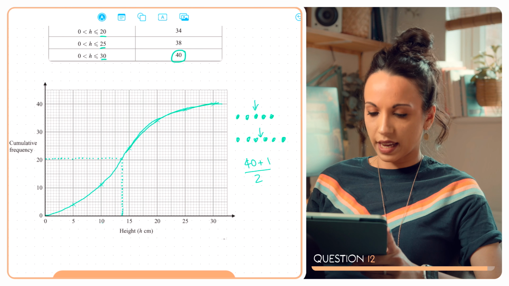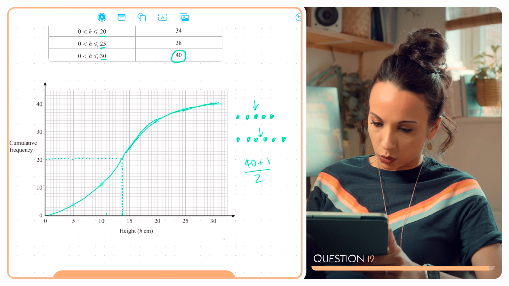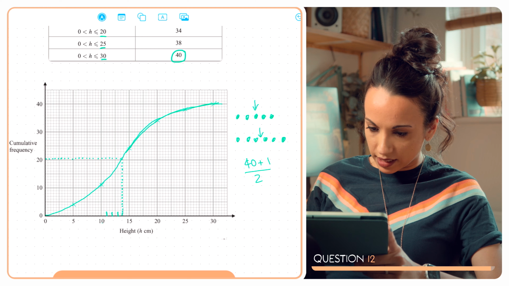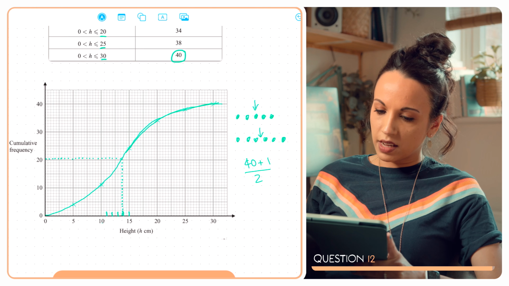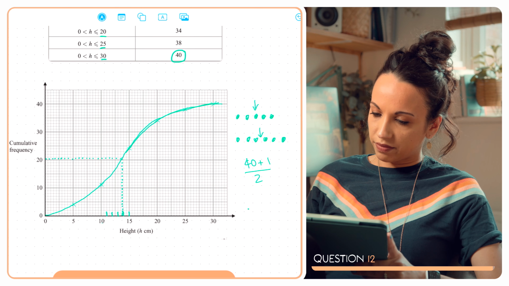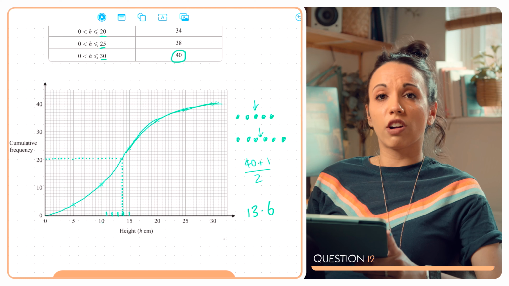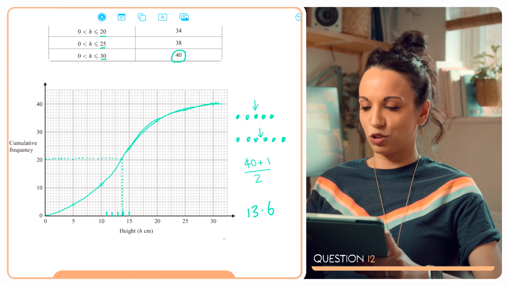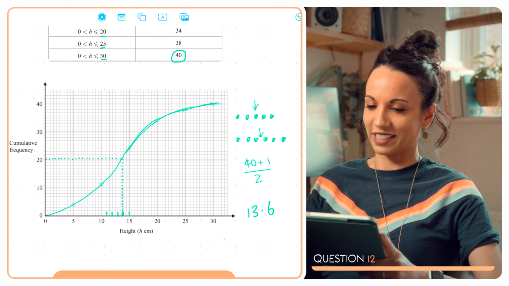So first we need to work out the distance between these squares. Every 2 squares is worth 1. So that's going to be 11, that's going to be 12, 13, 14, and there's 15. So that looks like it's about 13.6. Now your answer might be slightly different depending on how well you've drawn your curve or whether you've used a straight line, but they'll probably give you a tolerance of somewhere between 13 and 14 for your answer.